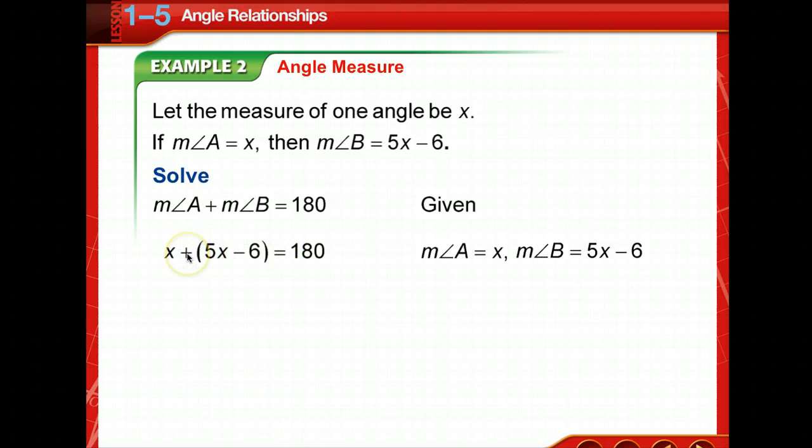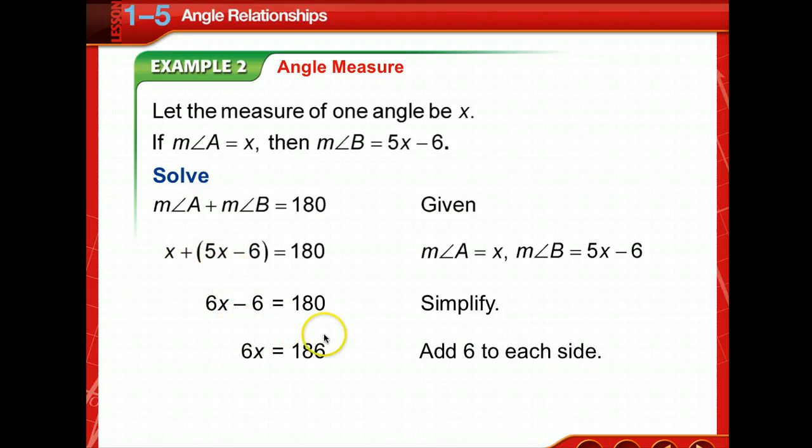Now we can substitute. If we know the measurement of angle A is X and the measurement of angle B is 5X minus 6, now we're just going to combine our like terms. X plus 5X is 6X. We're going to add 6 to both sides, divide both sides by 6, so we know that X is 31. Are we finished?